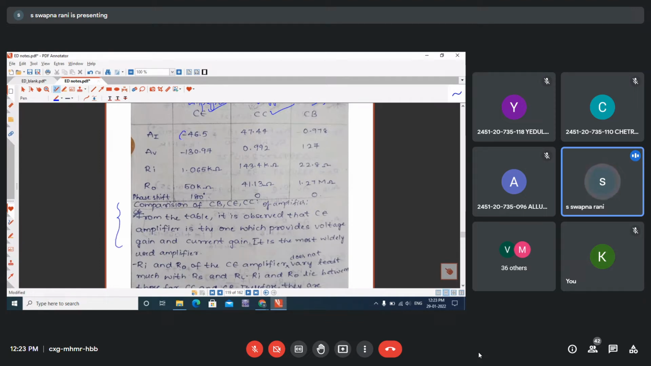So the negative sign indicates that there is a phase difference of 180 degrees. There is no negative sign in CB and CG. And if you observe, RI and R naught of CE are medium.